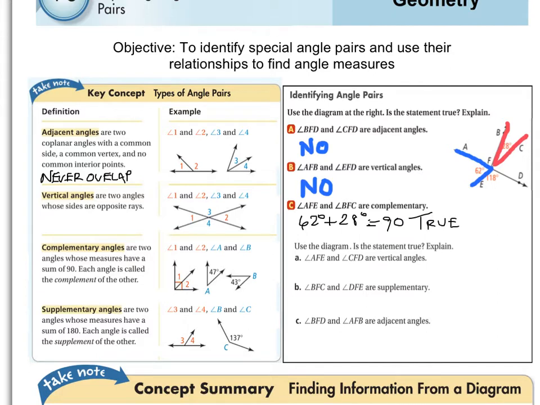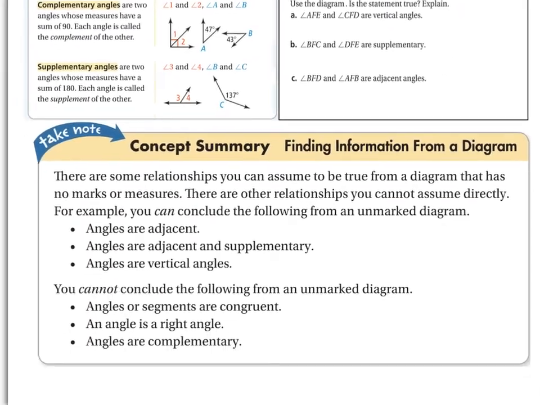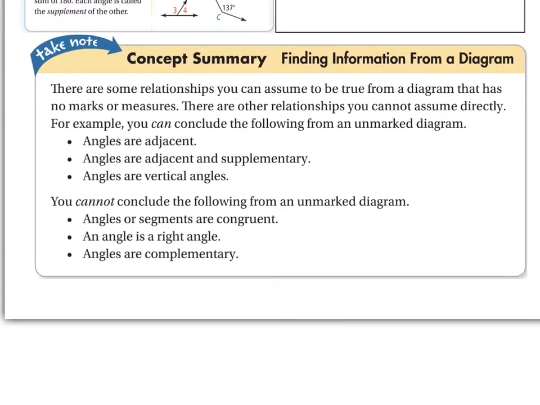Okay? So for part of your problems at the end, I want you to do these next three and see if you can figure those out. All right, let's continue on here to finding information from a diagram. There are some relationships that you can assume to be true from a diagram that has no marks or measures.